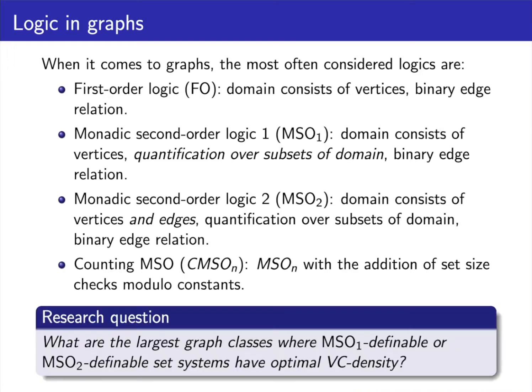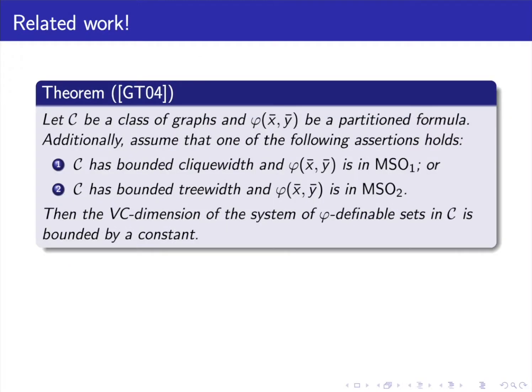And so the natural research question that we already posed is: what are the largest graph classes where MSO1 definable or MSO2 definable set systems also have optimal VC density, right? So we again want to bound the VC density of those formulas just by the number of parameters that appear there. And the answers actually appear in related work partially, right?